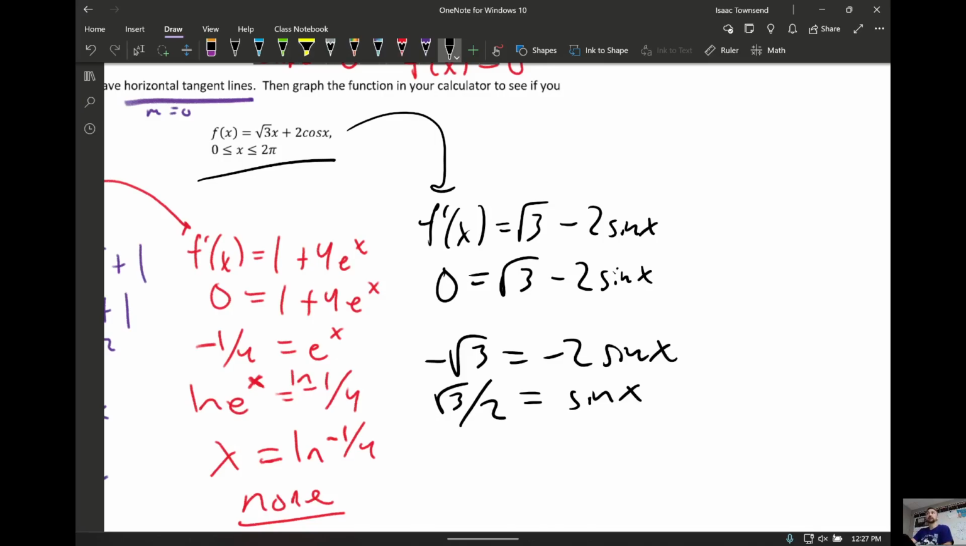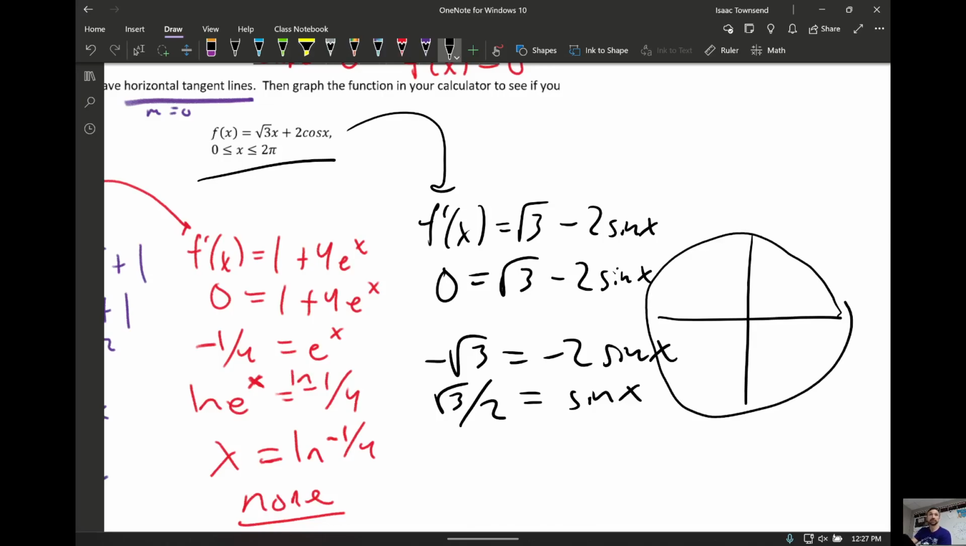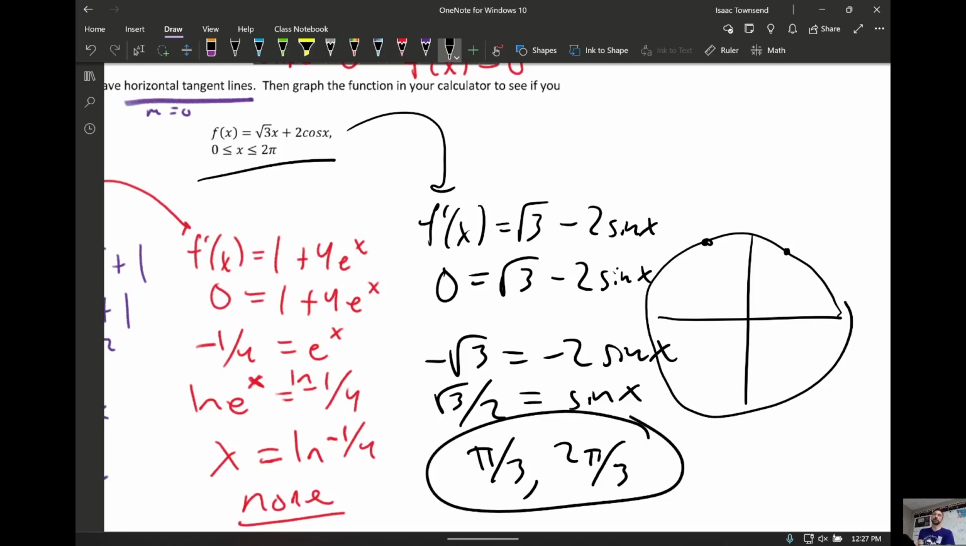Now here, to be honest, we do kind of hit a little bit of a roadblock because we can't finish solving this with algebra. We would need the unit circle. So the directions say in one rotation from 0 to 2 pi, where is sine square root of 3 over 2? So there's two places where the y value is square root of 3 over 2. So that one has two horizontal tangent lines. If you want to graph that in your calculator, you'd have to change the axis and stuff to be in terms of pi, but you could.